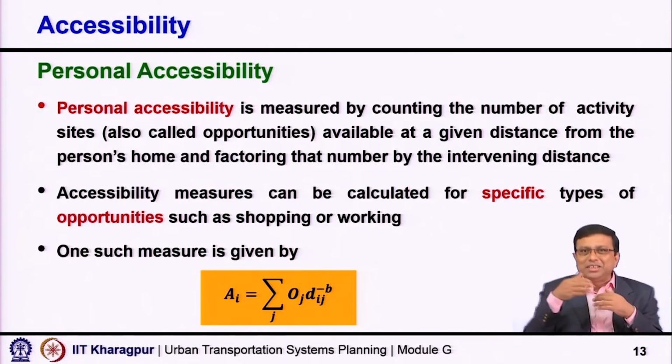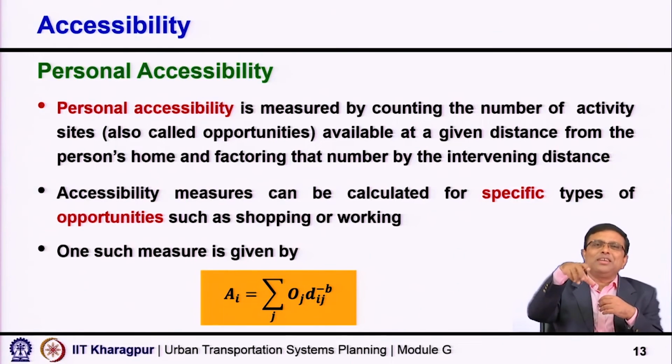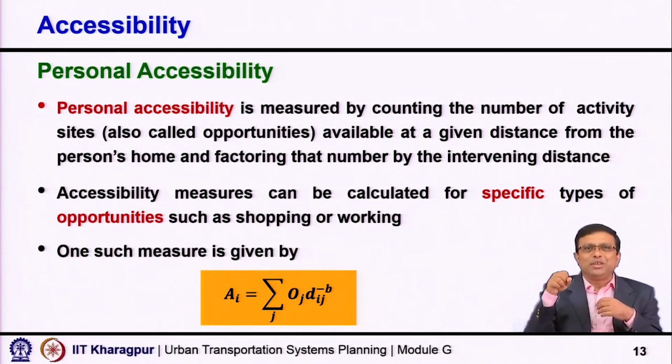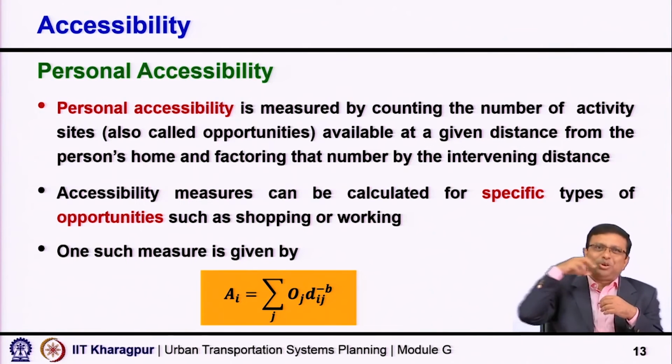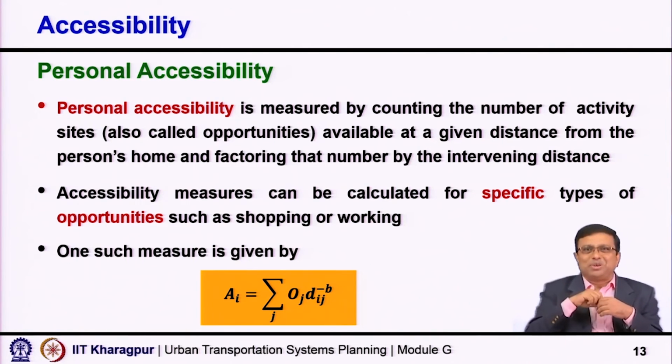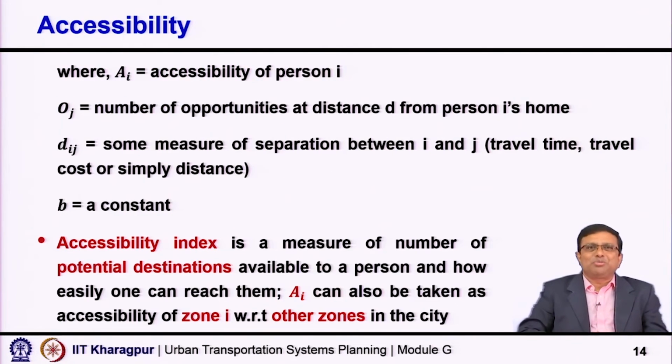So, the distance is increasing. So, the Oj is getting discounted, or factored, by that distance or intervening distance. And like that, for every opportunity at location j, Oj, the distance is dij, so it is getting discounted. So, Oj divided by dij to the power b, and there are j such opportunities around, so sum over all j. That is the overall accessibility that is provided.